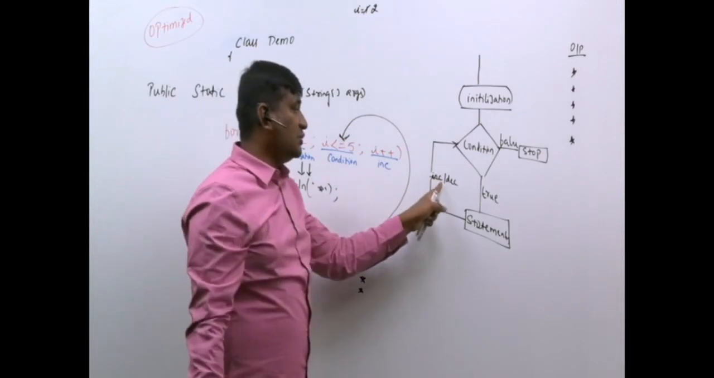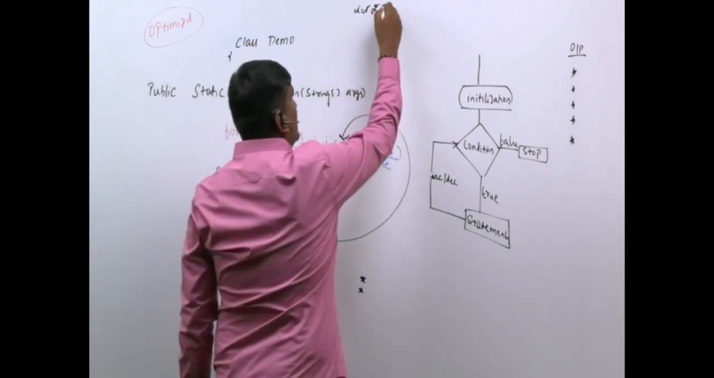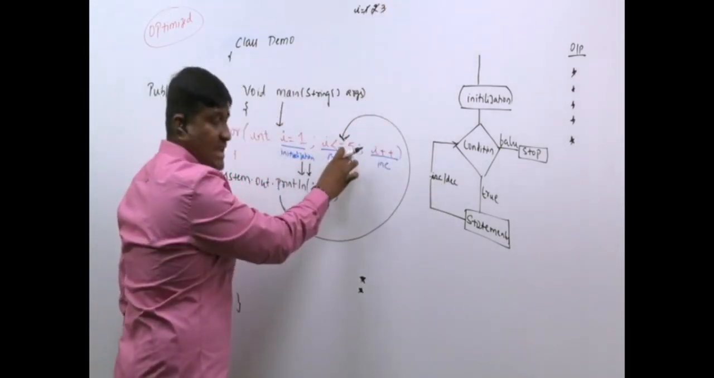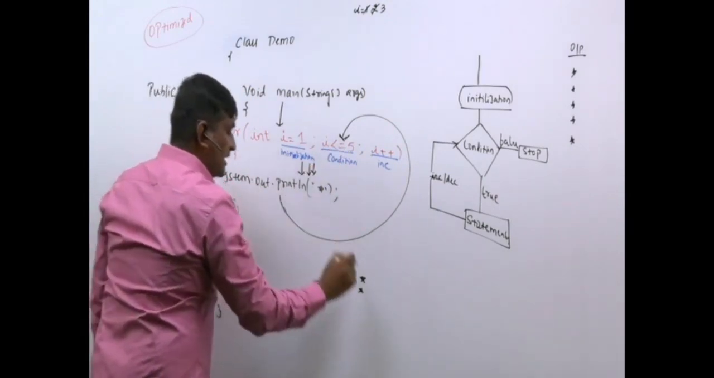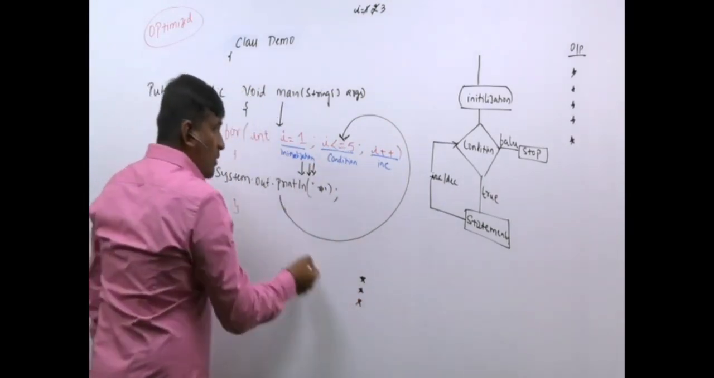Before checking the condition, what should you do? Increment. Now i becomes 3. Is 3 less than or equal to 5? Yes. Again come inside. System.out.println, print what? Star. Again go back and check the condition.